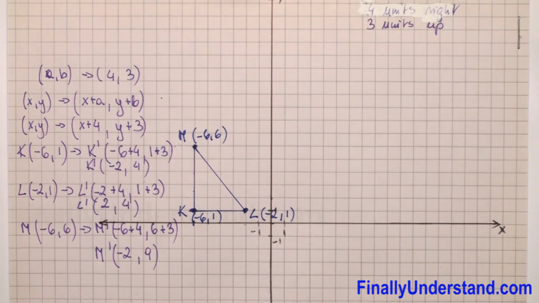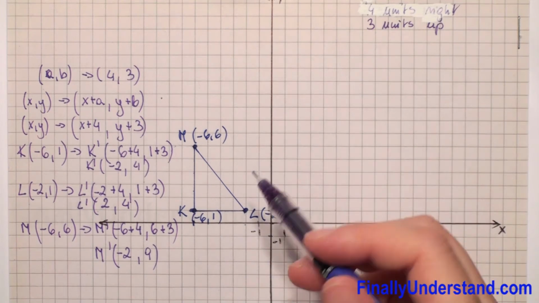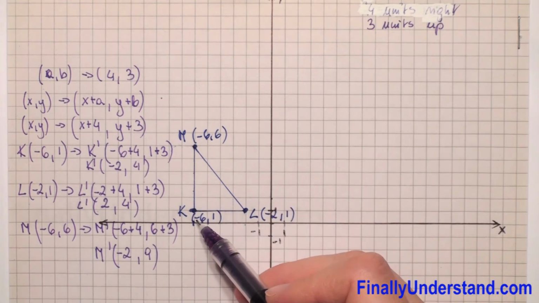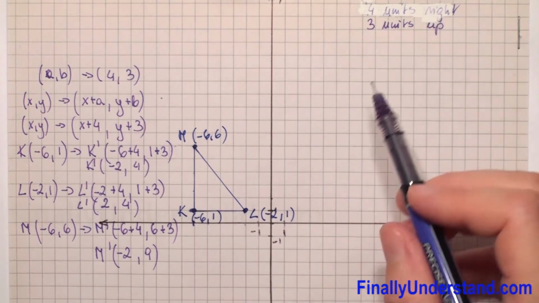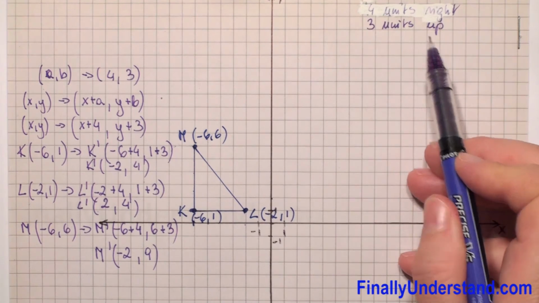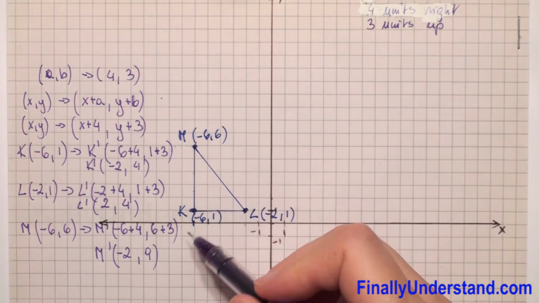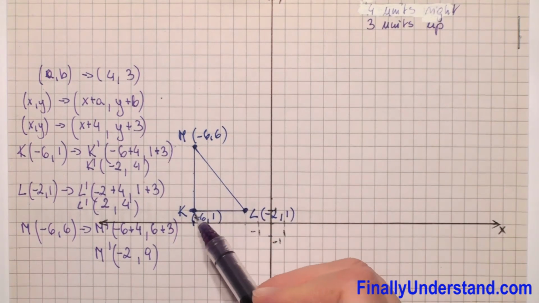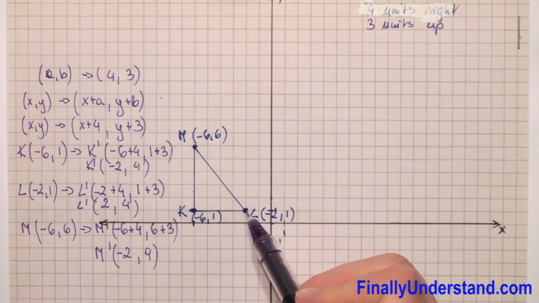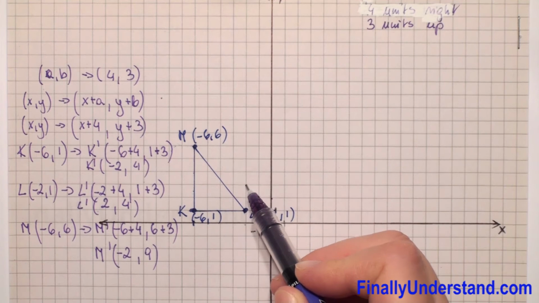So now we have to find these points. To be sure, you can always first do this by moving the point K 4 units right and 3 units up. So 4 units right, so it will be 1, 2, 3, 4, and 3 units up, so this is 1, 2, 3.